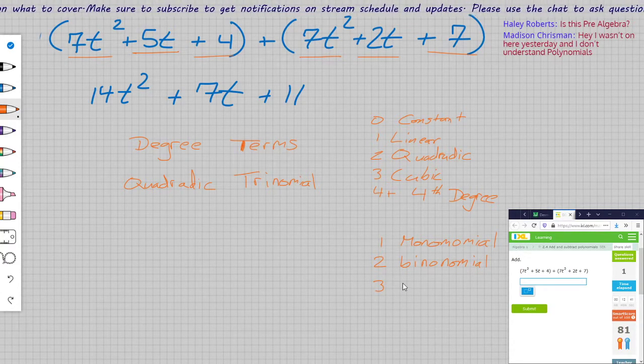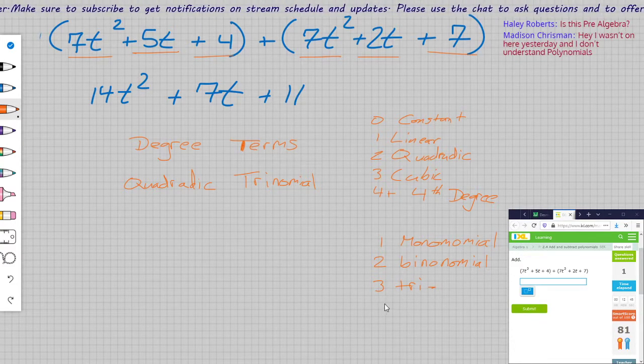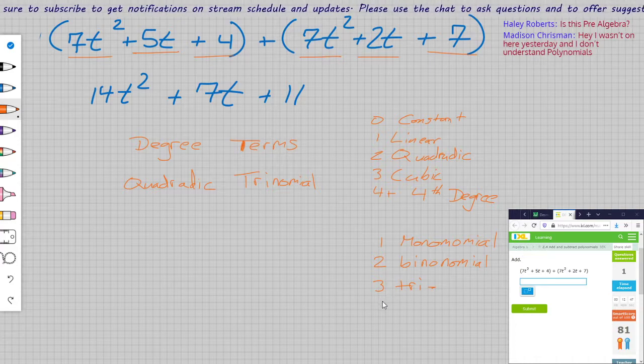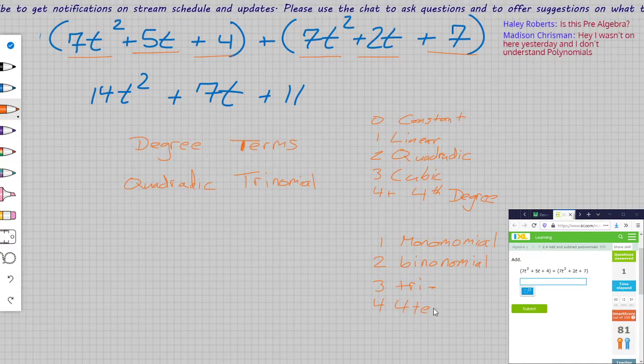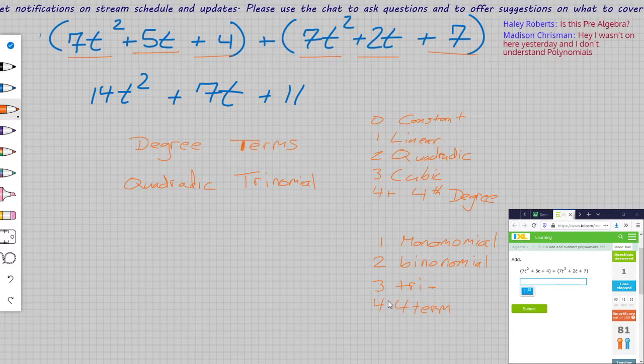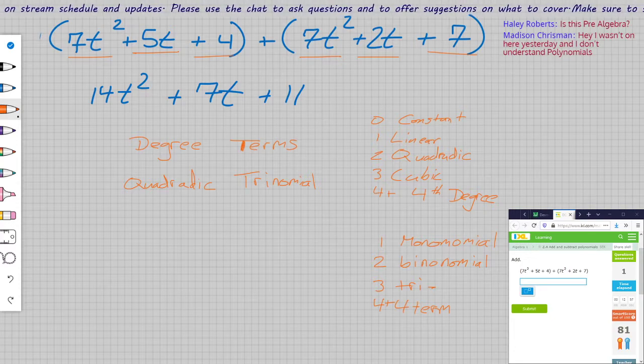Three, as we just said, was trinomial, so I'm just going to write tri, and the prefix tri means 3. And then 4, this is when you get a 4-term, 5-term, 6-term, so 4 or more, you just use the number and then term. Polynomial, so 4-term polynomial.